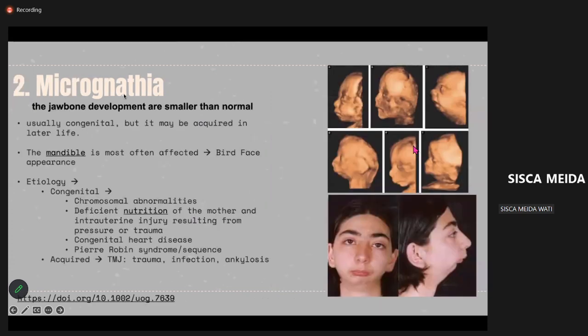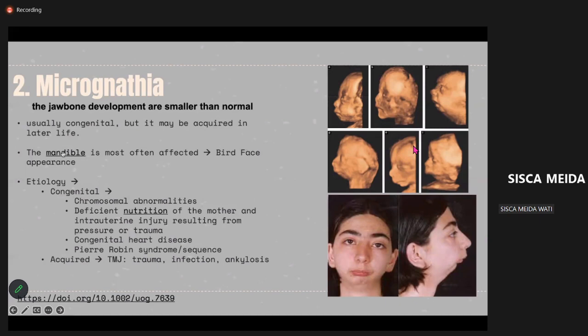And the other condition that has relation with failure of development of the jawbone is micrognathia, when you find jawbone development that is smaller than normal. So most of it is a congenital condition. Persons that have micrognathia have a failure of development since in the womb, since infancy, but in some cases, micrognathia also could be acquired later after birth.